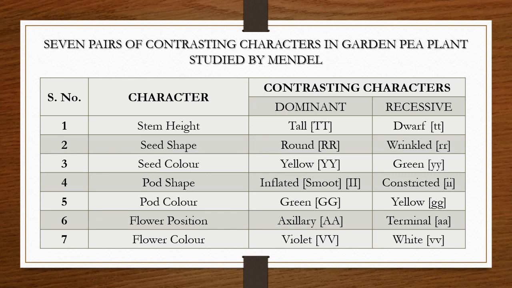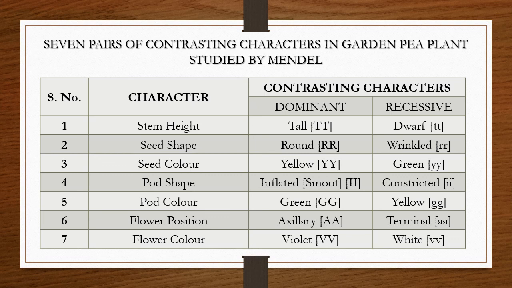Seed shape: the dominant character is round, represented with capital R. The recessive character is wrinkled, represented with small r. We already knew that when we discussed the definitions of dominant and recessive. Dominant is always represented with capital letters, and recessive is always represented with small letters.